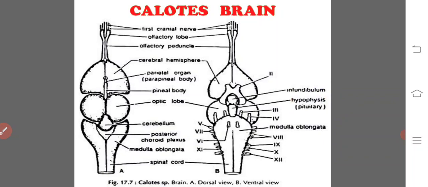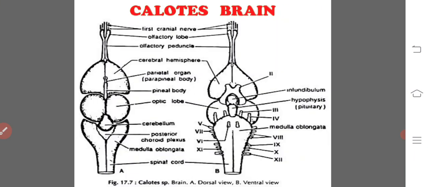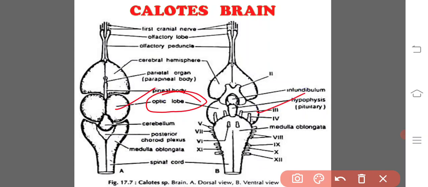Coming to the midbrain, it consists of a pair of optic lobes. So these are the pair of optic lobes. If the optic lobes are two, they are called the corpora bigemina.